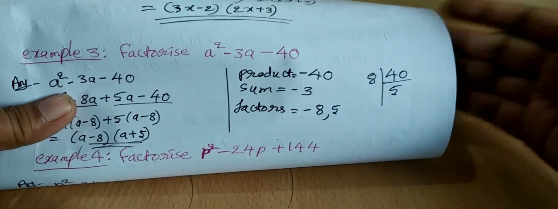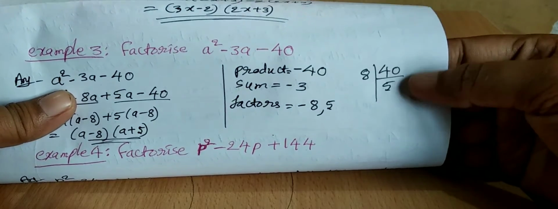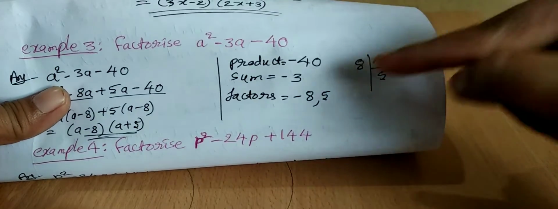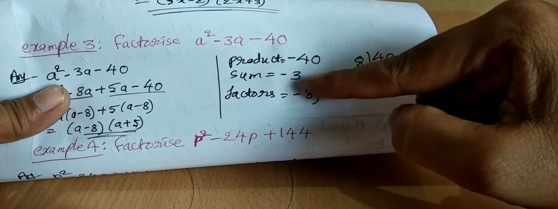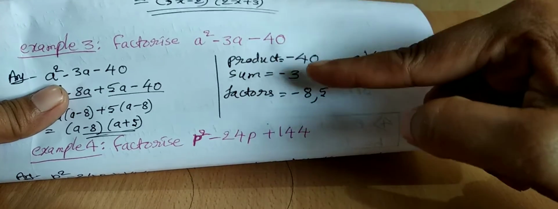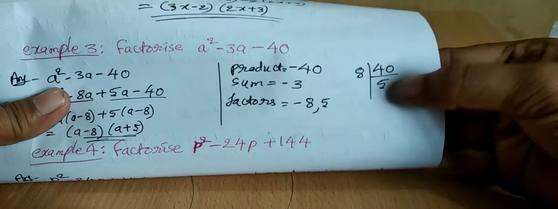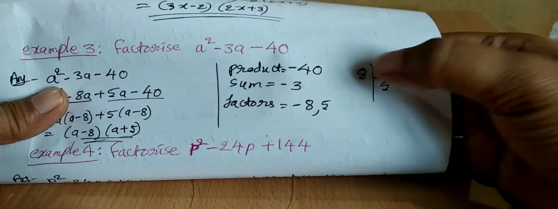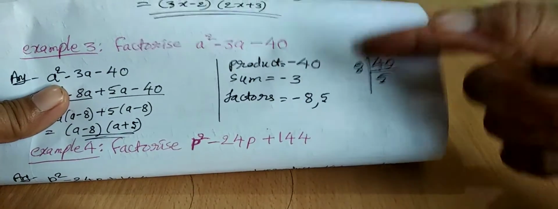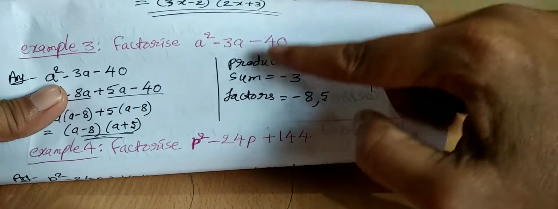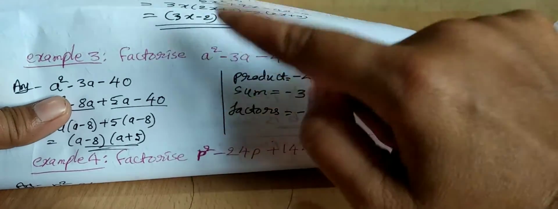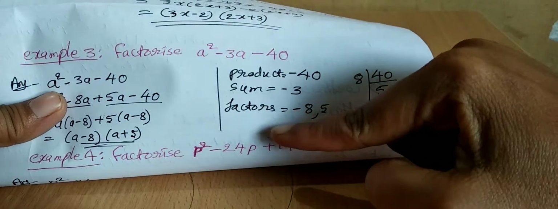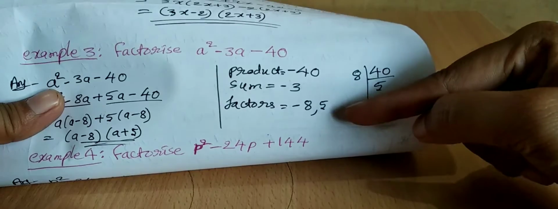Which are the factors? 40 I will factorize to search. 10 fours is 40, but I can't take 10 because difference between 10 and 4 is 6. I will not get 3. 8 fives is 40, and difference between 8 and 5 is 3. So I can make use of 8 and 5. Here product is also negative, sum is also negative. Bigger one will be negative, smaller one will be positive. So minus 8 and plus 5 are the factors.